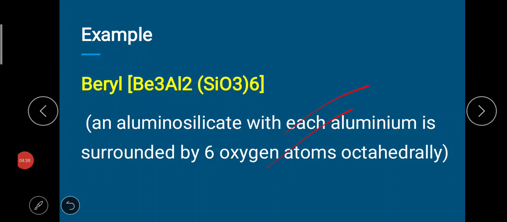Tomorrow we will see the continuation. The remaining silicates we will discuss in detail. That is, we have inosilicates, sheet silicates, 3-dimensional silicates, and we are left with zeolites. So tomorrow we will see the remaining part.